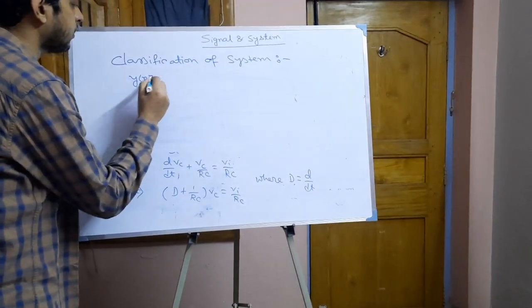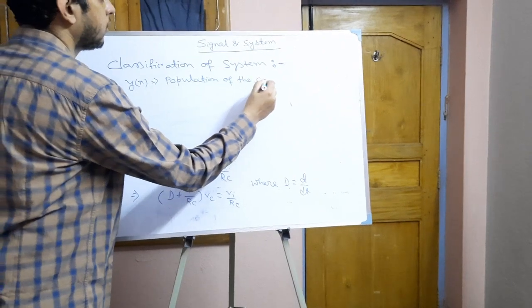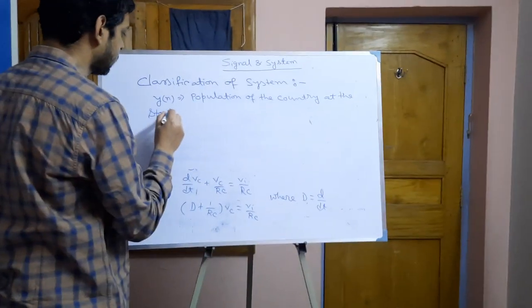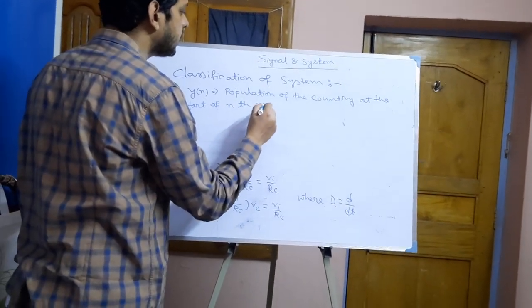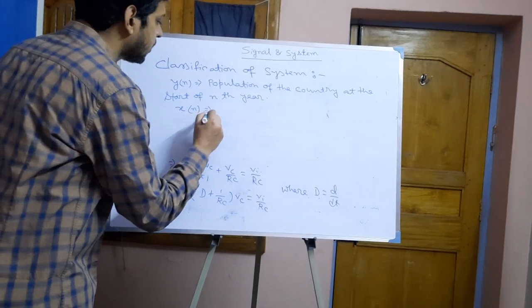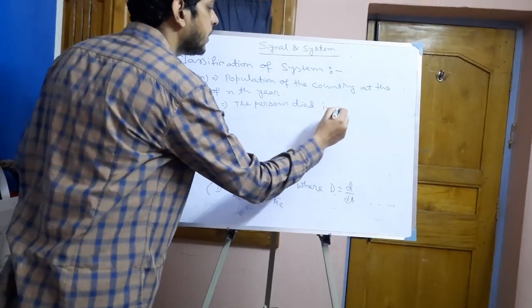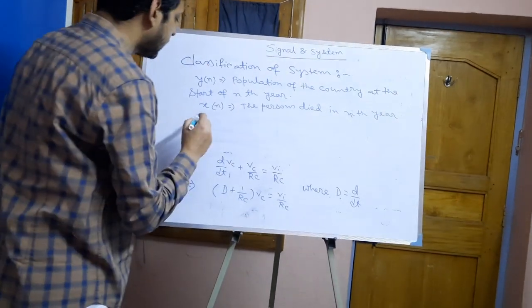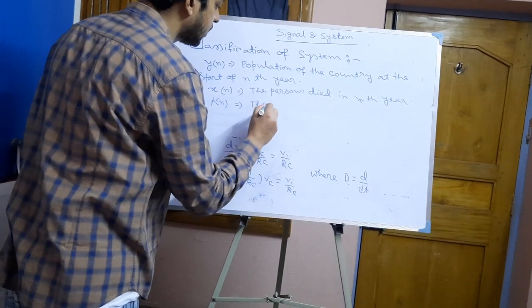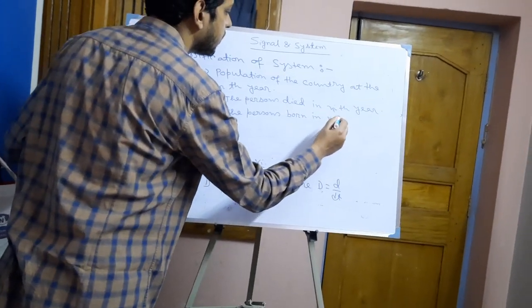Now say Yn is the population of the country at the start of nth year, and say Xn is the number of persons died in nth year, and say Pn equal to the number of persons born in nth year.